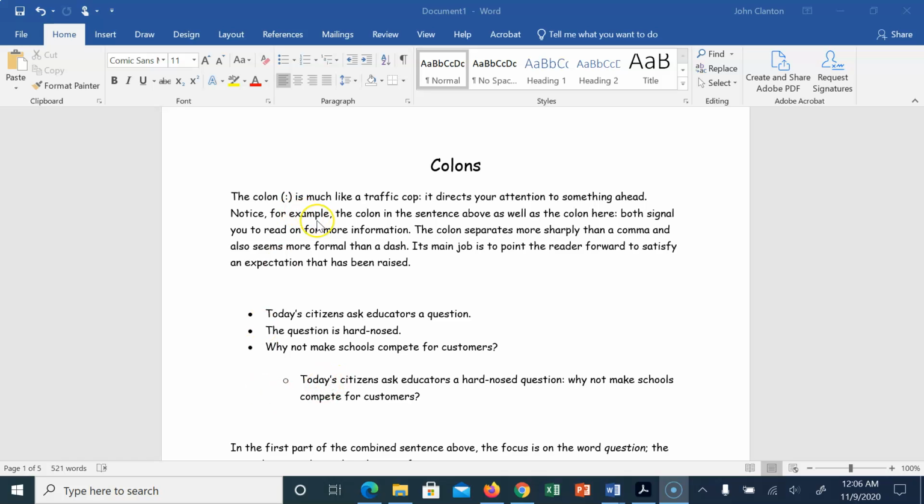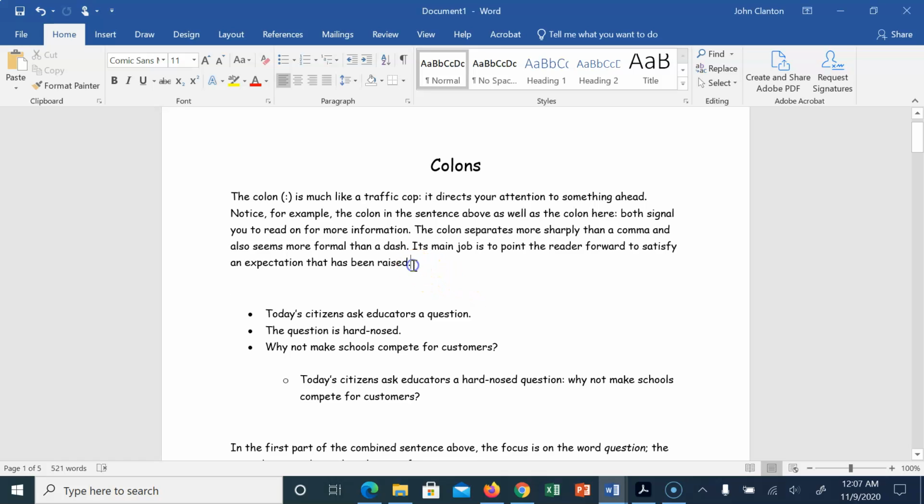So the colon is much like a traffic cop. It directs your attention to something ahead. Notice, for example, the colon in the sentence above as well as the colon here. Both signal you to read on for more information. The colon separates more sharply than a comma and also seems more formal than a dash. Its main job is to point the reader forward to satisfy an expectation that has been raised.